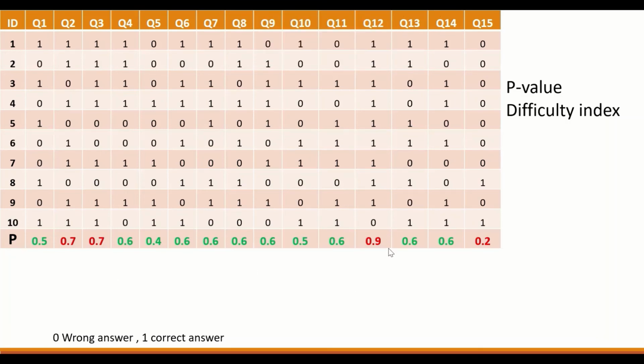Question number 12 is a very easy question, as 90% of the students answered the question correctly. And for question number 15, only 2 students managed to answer the question correctly, so it is a very hard question. So this is the way to classify items or questions in an exam that contains multiple choice questions: to calculate the item difficulty.